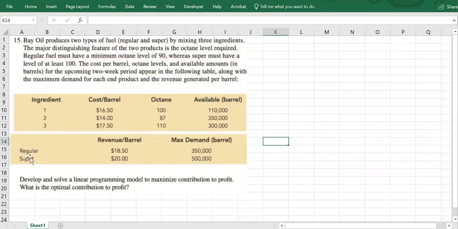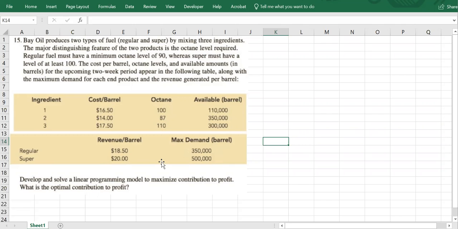In order to make each one of those, they mix three types of ingredients. For each ingredient, we have the cost per barrel, we have the octane level of each ingredient, and we know exactly how many barrels of each ingredient they have available in their inventory. Also, for each type of fuel that they're going to sell in the market, we know exactly how much revenue they can make. And we also know the maximum demand.